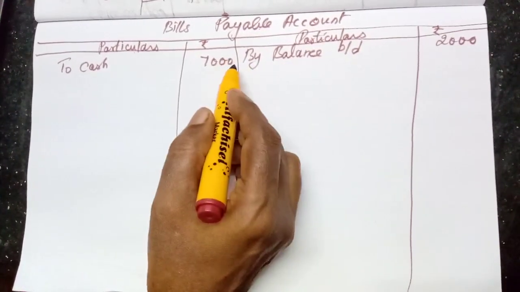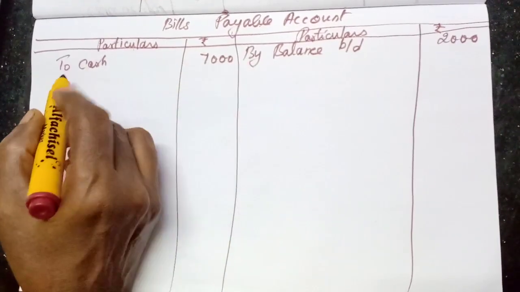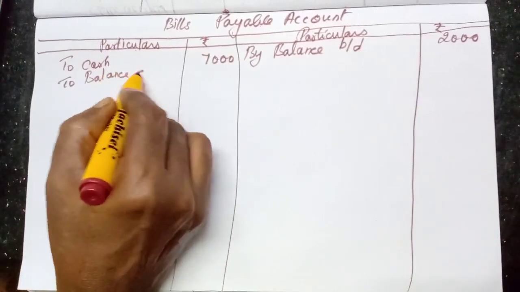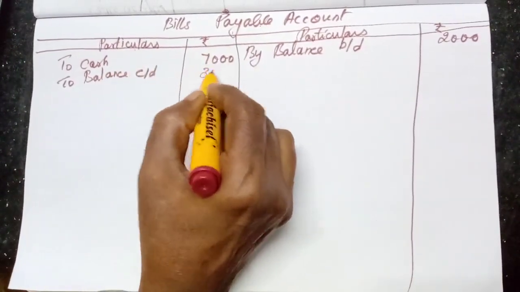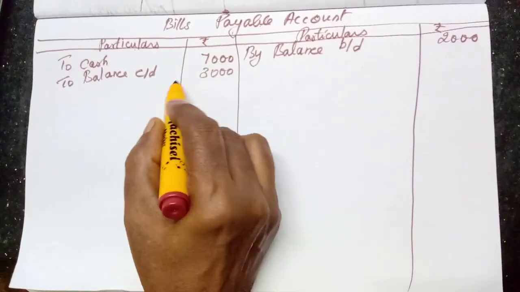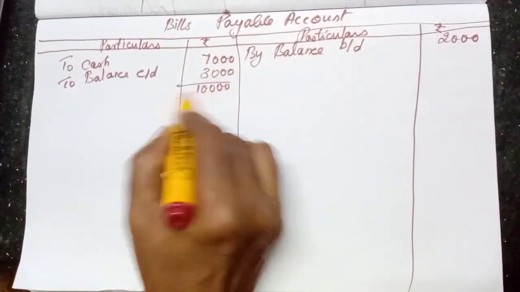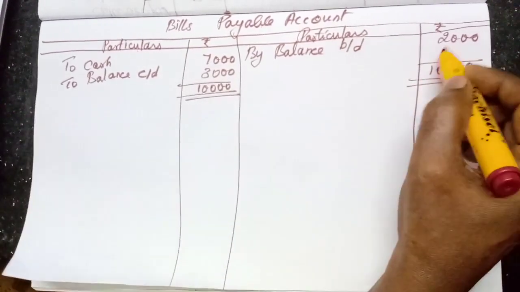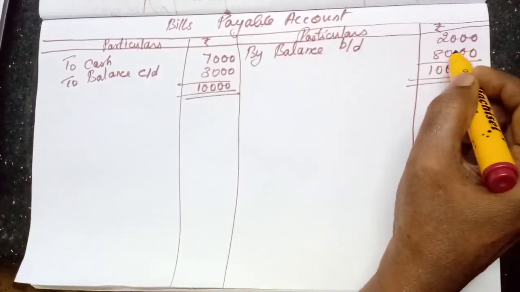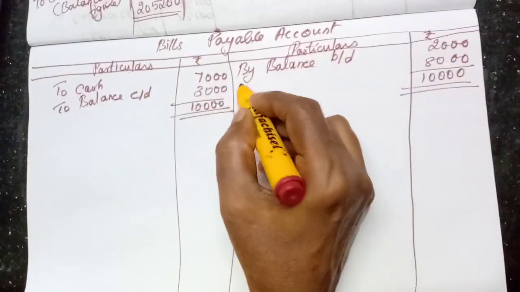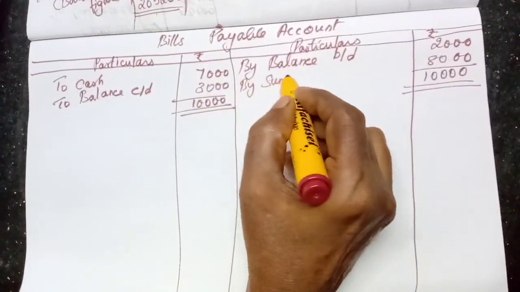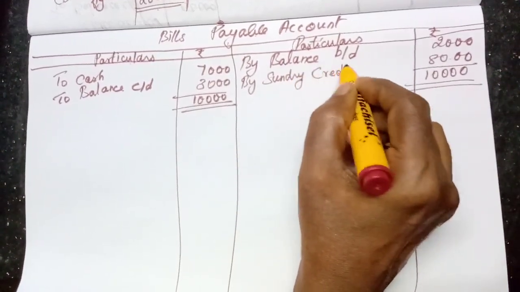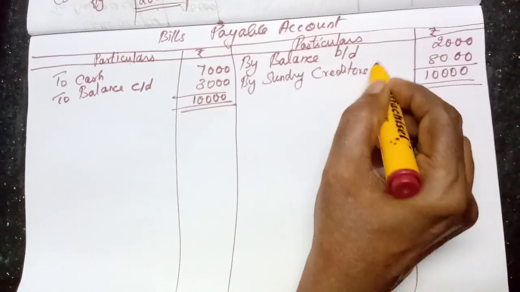Now we can write the closing balance. Bills payable closing balance will be coming on the debit side, to balance carry down. Carry down 3,000. So totally 10,000. What is the balance? 8,000. That is sundry creditors account. There we wrote sundry debtors account.